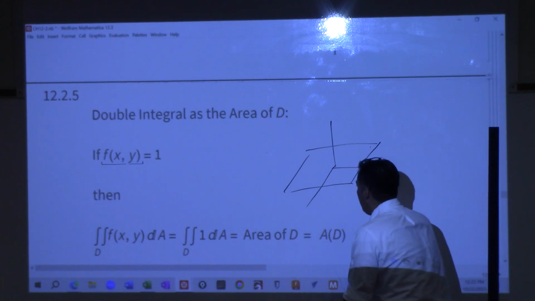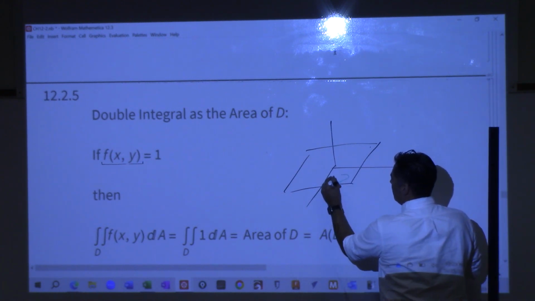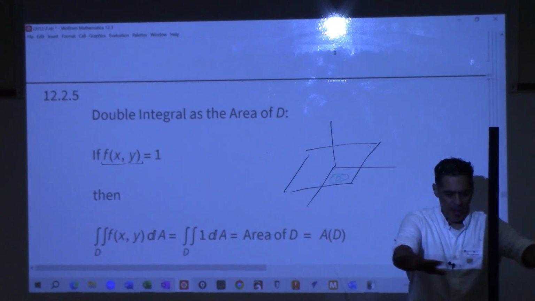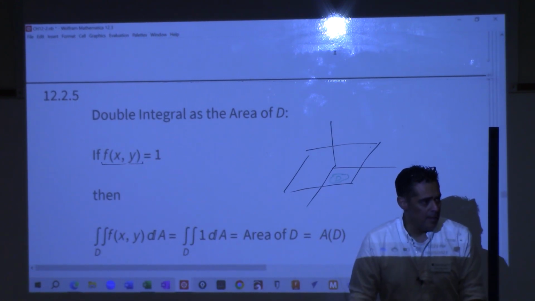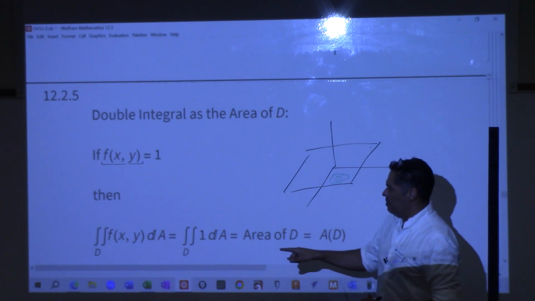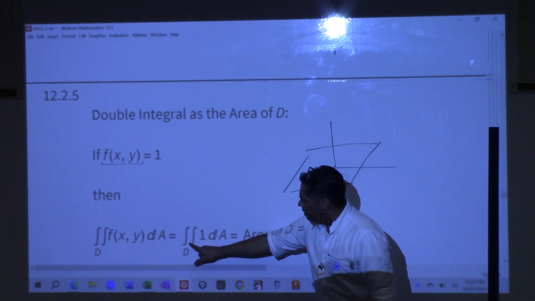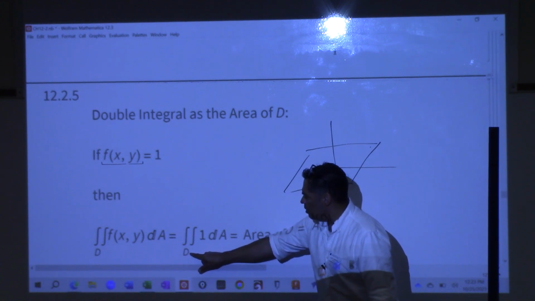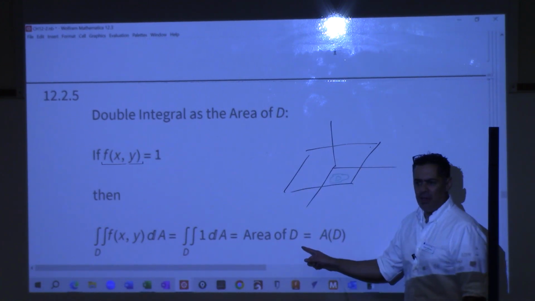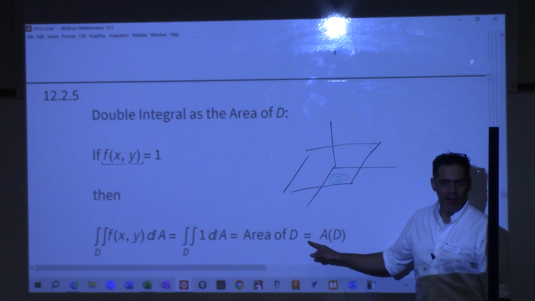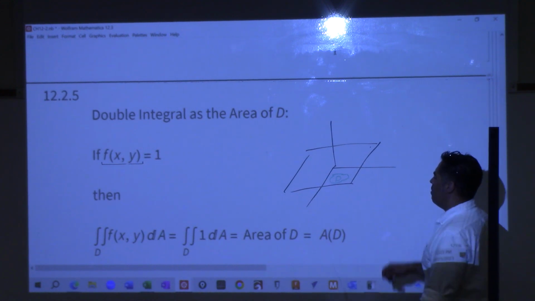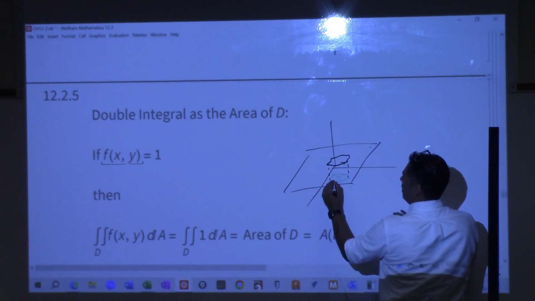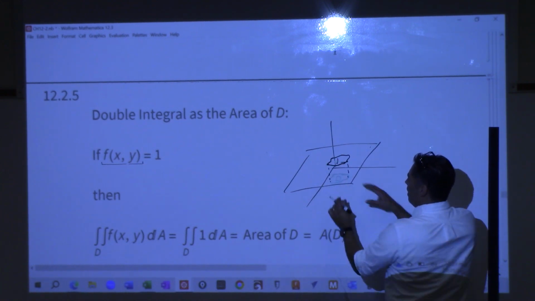And let's say on the ground, I have this thing D. So I've got this plane, and on the ground, I've got D. If I calculate this double integral of that constant 1 function over D, do you agree that that's just the area of D? Area, not volume, area. So when I project this up into this plane, I get this thing up here. That's D plugged in up there.